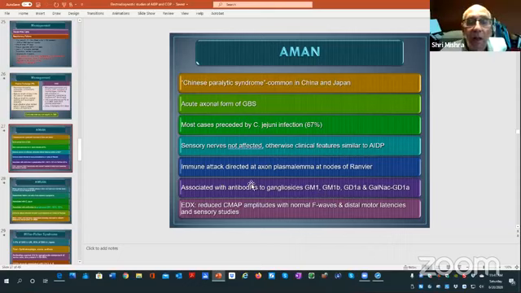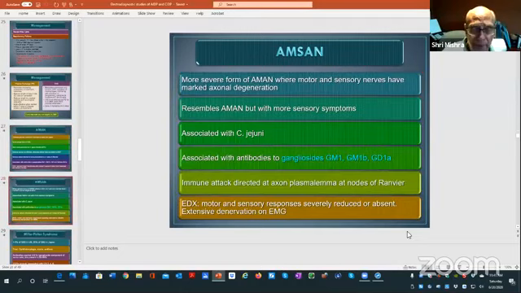So, anyway. F wave may be normal or prolonged, but you have decreased amplitude, which I showed you earlier.